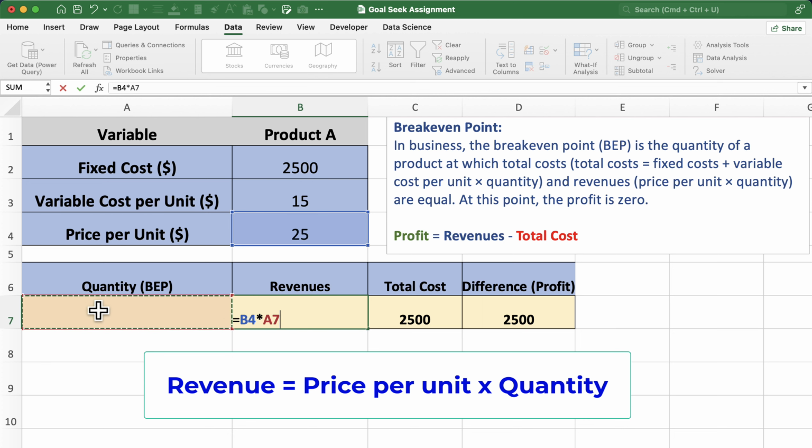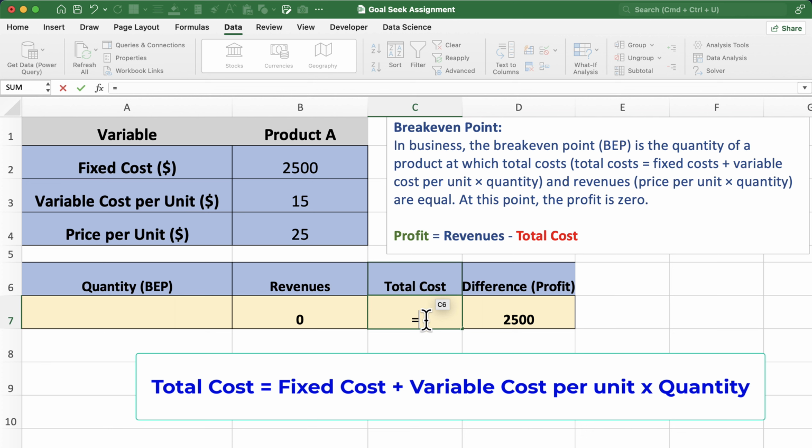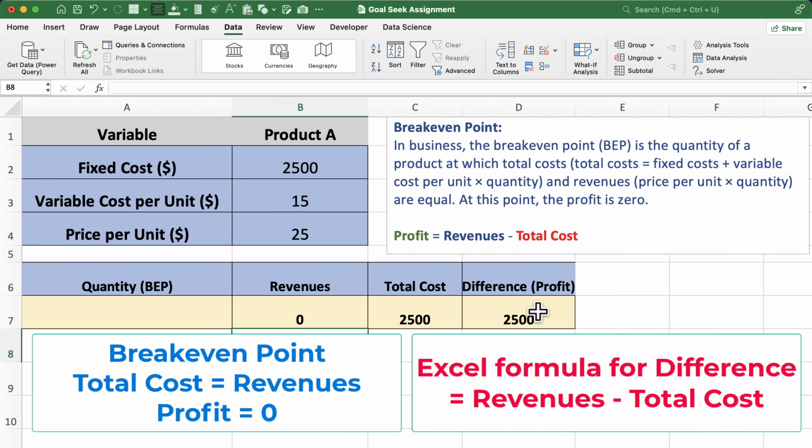For revenues calculation, I will use this formula, which is price per unit multiplied by quantity. Although we don't have quantity at this point, we will figure it out. For total cost, the formula will be fixed cost plus variable cost per unit multiplied by quantity. And this is the difference which represents profit. At break-even point, revenues and total cost become equal, and therefore this difference should be zero.